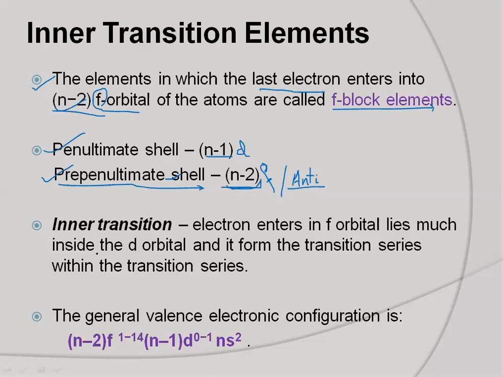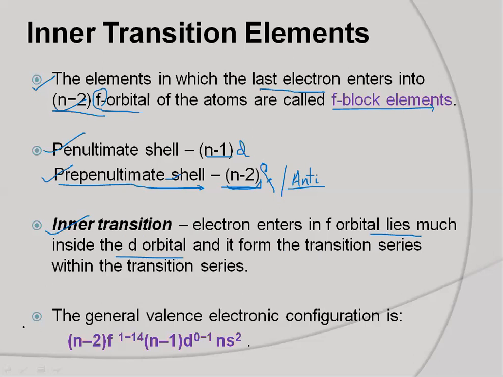Now, why is this F-block element known as inner transition series? Because they are placed within the transition series. D block was called transition because they show the transition in properties as you go from S block to P block. And this series is placed within the transition series. That's why they are known as inner transition series. One more reason is that electrons are entering the F orbital, which lies much inside the D orbital.